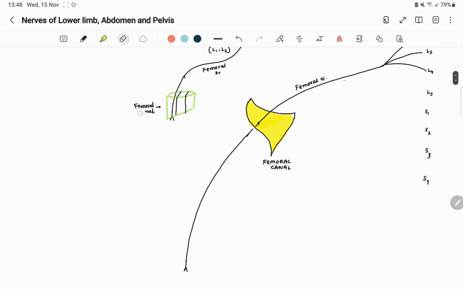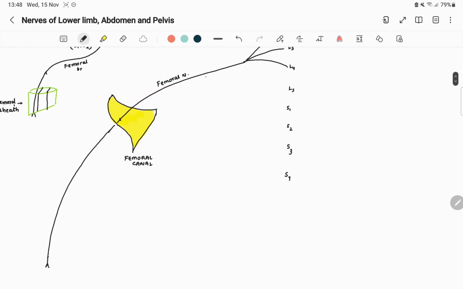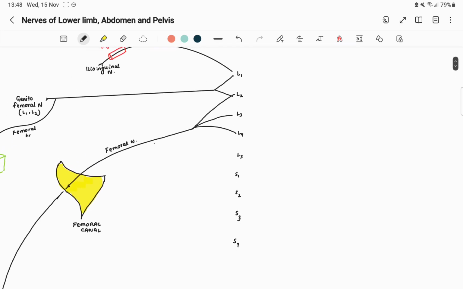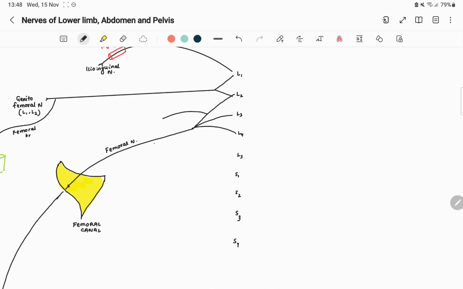Just a correction: this is not a femoral canal, it is a femoral sheath. It passes deep to the femoral canal. Another content of the femoral canal is the lateral cutaneous nerve of thigh, arising from the L2 and L3 parts. From this branch, another nerve is there, which is called the lateral cutaneous nerve of thigh.